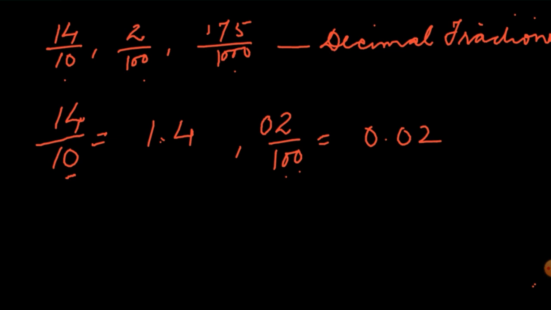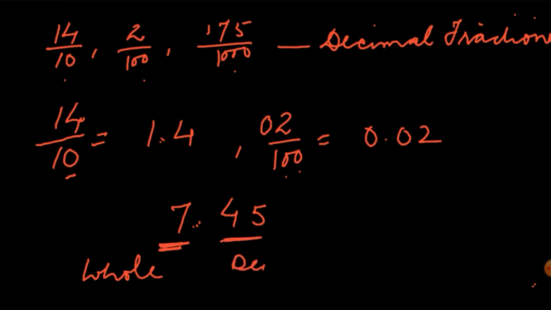Now I'll tell you what a decimal is. A decimal number has two parts. For example, I have written 7.45. So this part of the decimal number is known as the whole part because it is not divided into various parts. It is 7 and is read as 7. And this .45 is the decimal part.